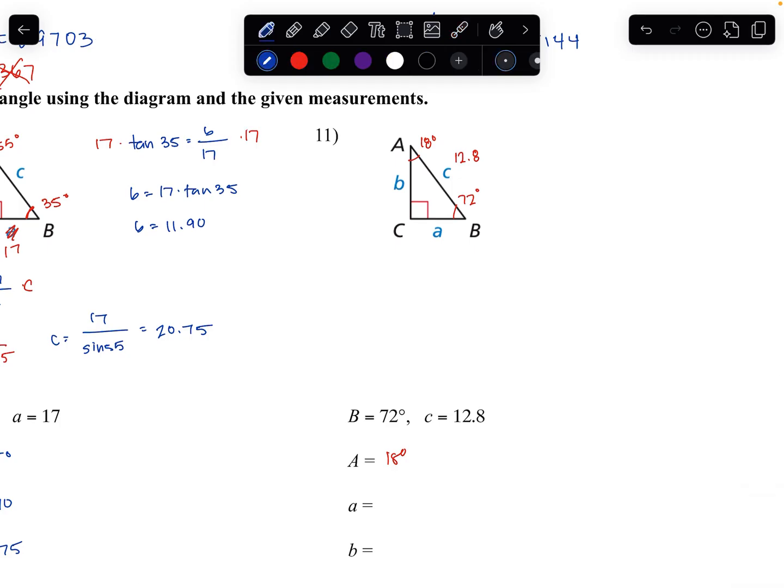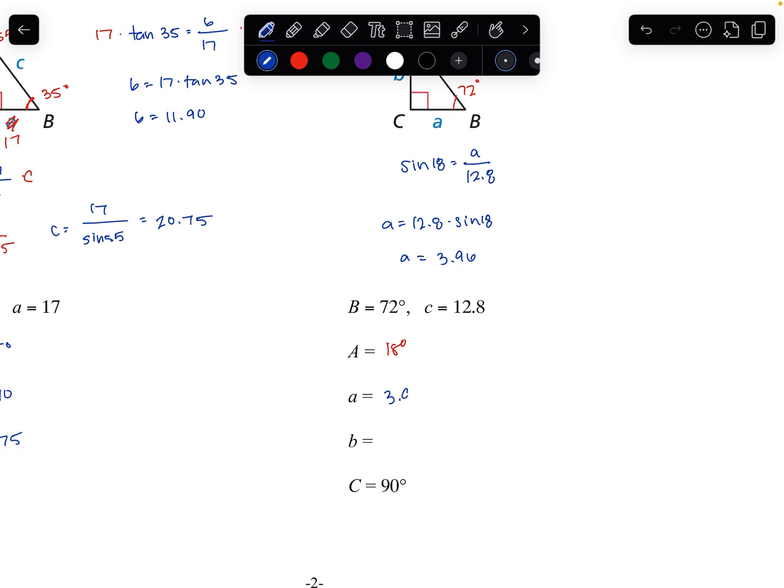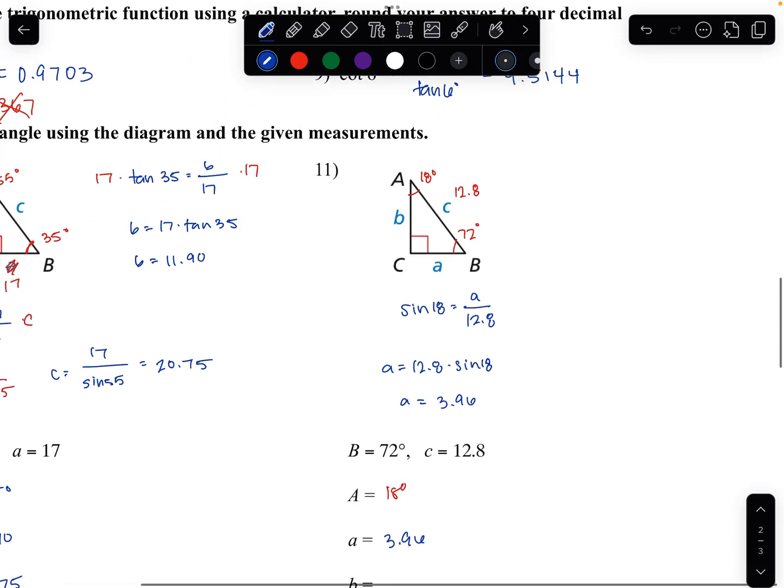So let's say I take sine of 18 degrees. So sine of 18 degrees would be equal to A over 12.8. So then I'd have to multiply by 12.8, and I get 12.8 times sine of 18 as side A. So 12.8 sine of 18, and I get that A is equal to 3.96.